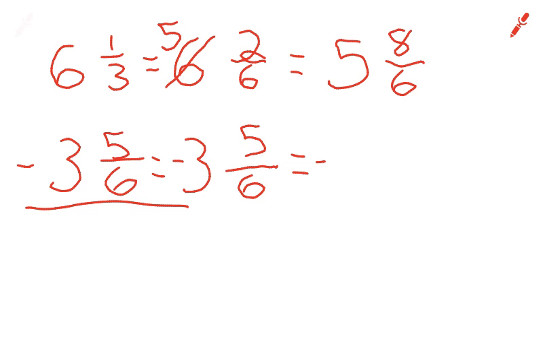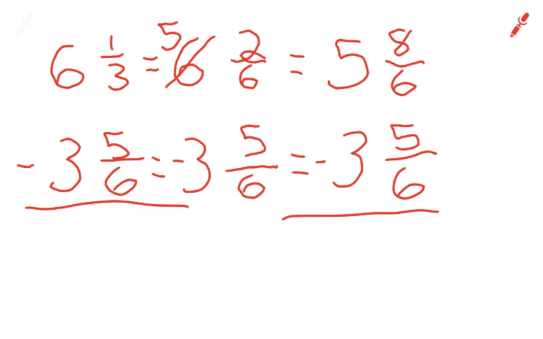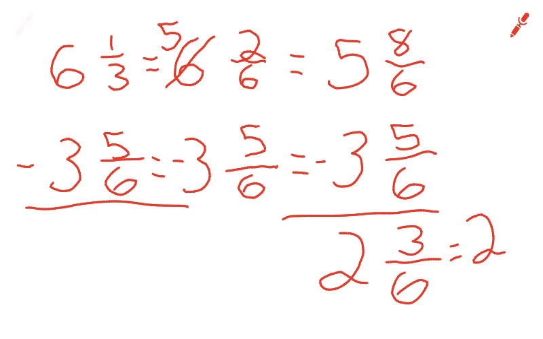On the bottom, we're just bringing everything over: 3 and 5 over 6. We can subtract now. 8 minus 5 gives us 3 over 6. 5 minus 3 gives us 2. So we have 2 and 3 over 6, and on this one we have to reduce. 3 goes into both 3 and 6. 3 goes into 3 one time, and 3 goes into 6 two times. So our final answer is 2 and a half.